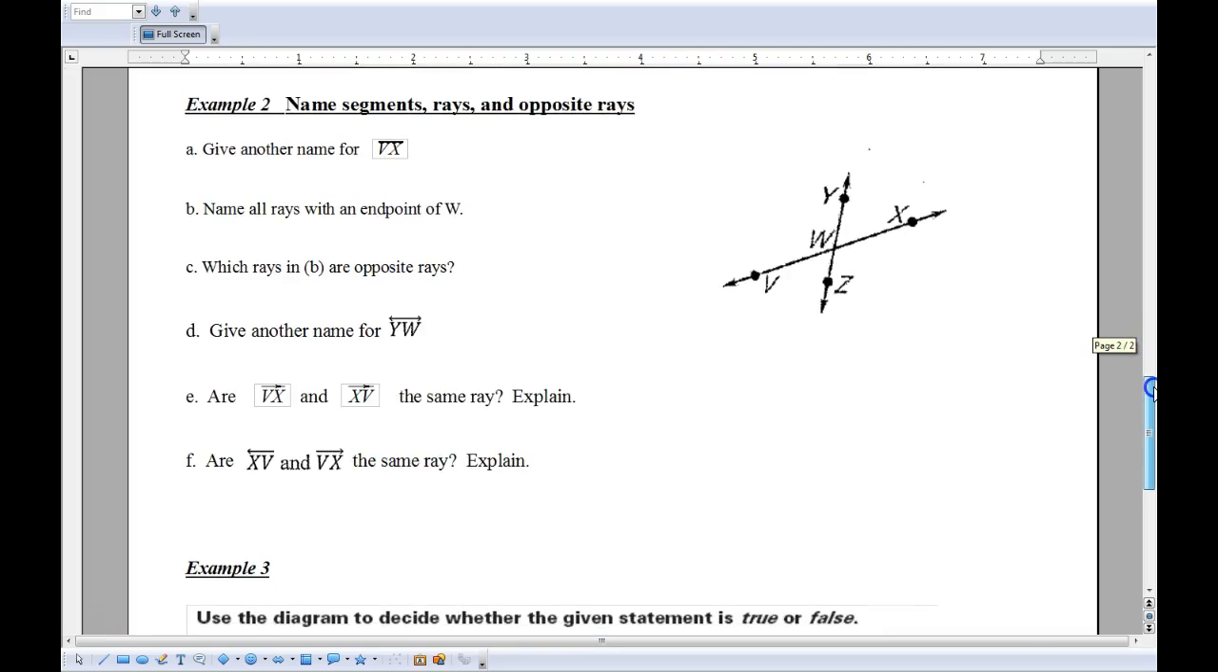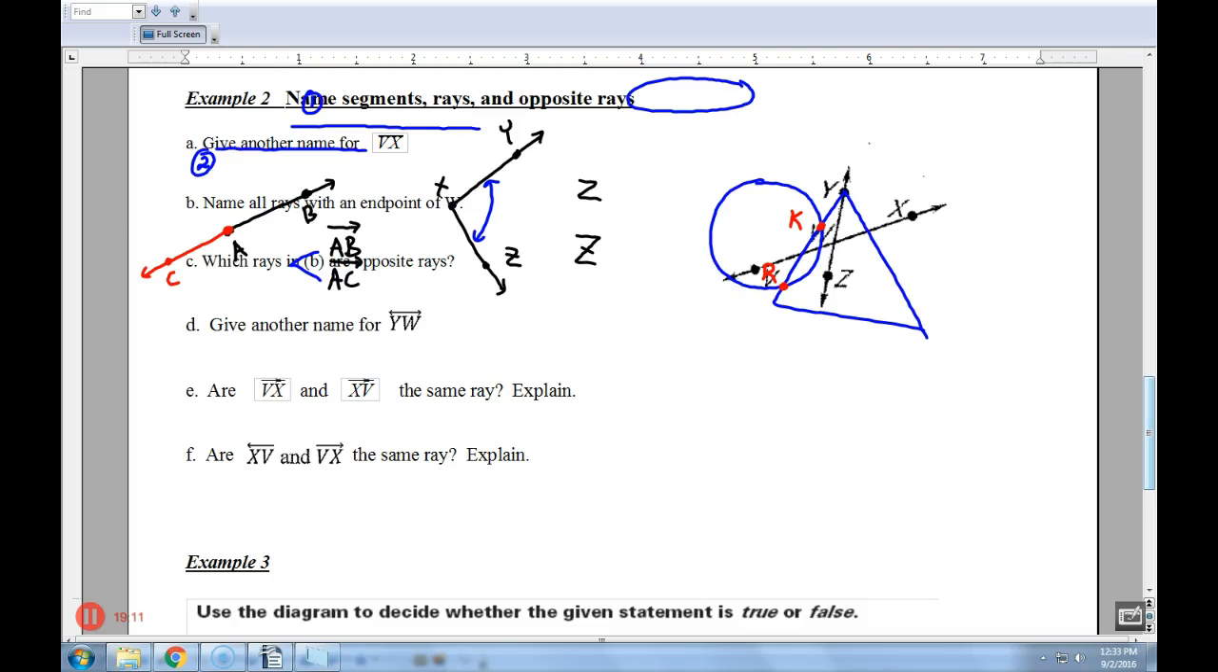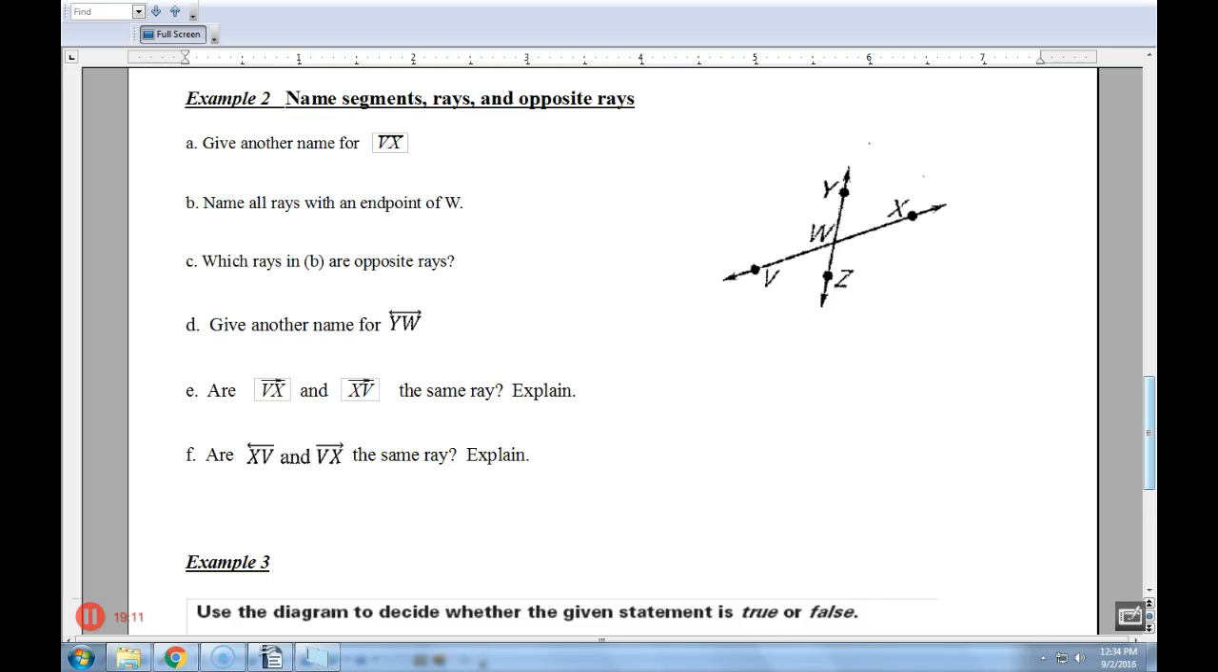Let's move on down and check out example 2. See if we can put this into practice. I'll go a little quicker through this spot. Alright, so part A, looks like we have two lines over here. I know they're lines because they have these arrows on the ends. So we have two lines. Give another name for segment VX. Well, segment VX is this part of the line right here. The only other way to name it would be to reverse the letters and call it XV. Again, be very sure that you put the correct notation up above.